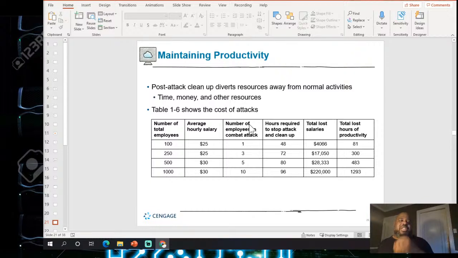Maintaining productivity. These are old. Post-attack cleanup diverts resources away from normal activity: time, money, and other resources. Table 1.6 shows the cost of the attack. They said number of employees, 100. Average workers, $25. Number of employees to combat that, they got one, so they said that's 46,000. So they said if you got 1,000 employees, that's 222.